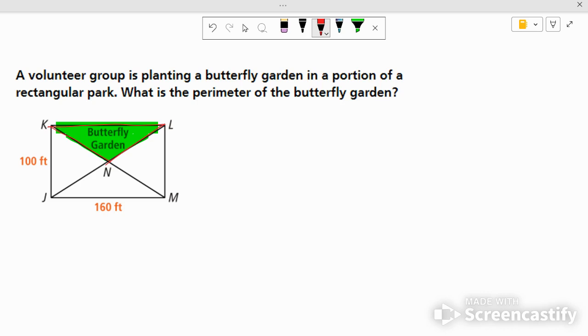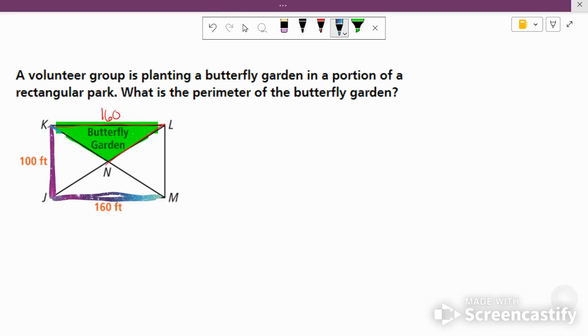Okay. Now, I know how long KL is. How long's KL? 160. So I know that. I need to know this side, and I need to know this side. Well, what I have here, right here, is a right triangle, don't I? I have a right triangle.